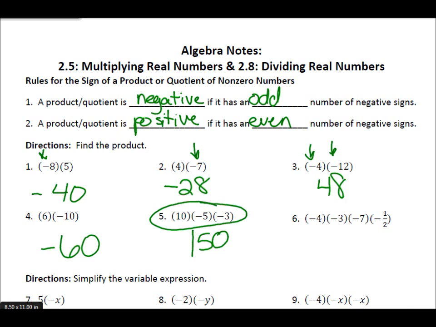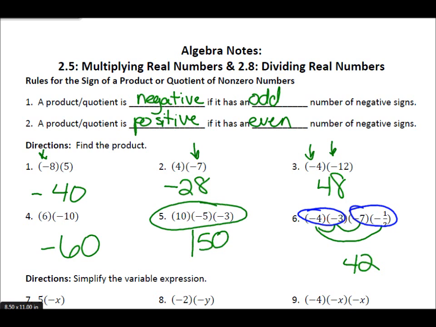For the last one, we got a lot of numbers here, but we can do it. Let's see, I would do 1/2 times 4, which is 2. 2 times 3 is 6. And 6 times 7 is 42. When I look at my negative signs, I have 2 negatives here, which make a positive. I have 2 negatives here, which make a positive. So my answer is going to be positive in the end.